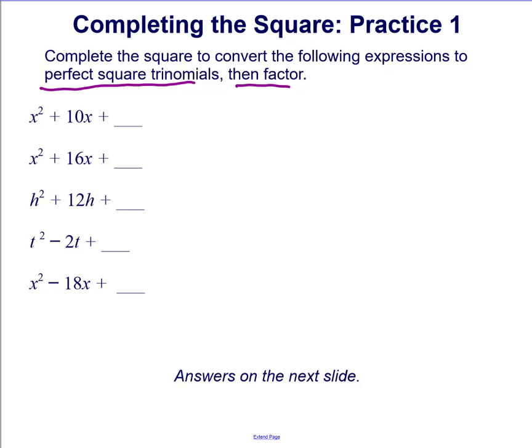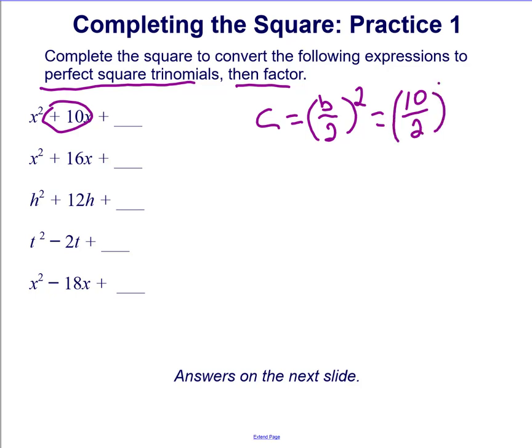I'll do the first one for you just to give you an example, and then you're going to complete these on your own. So for the first one, what I do is I take this middle term, and I'm going to create a c term, and c is equal to half of b squared. So b is equal to positive 10. So I take half of that, square it, and that's going to be 5 squared, which is 25. So this is going to be 25.